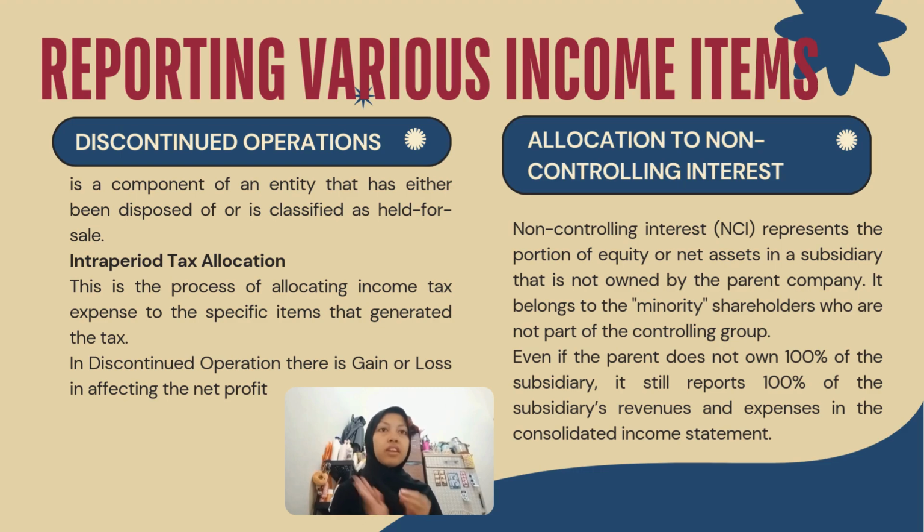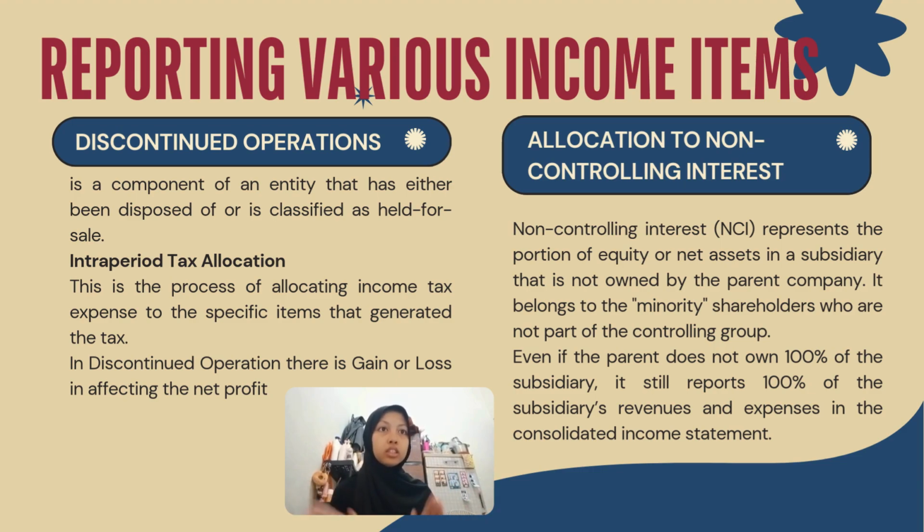A discontinued operation is a component of an entity that has either been disposed of or is classified as held for sale. There is intra-period tax allocation, which is the process of allocating income tax expense to the specific item that generates the tax. With a discontinued operation, there is a gain or a loss that affects the net profit. A discontinued operation gain means it adds a gain to the net income. Meanwhile, a discontinued operation loss means that it makes the net income become a loss.